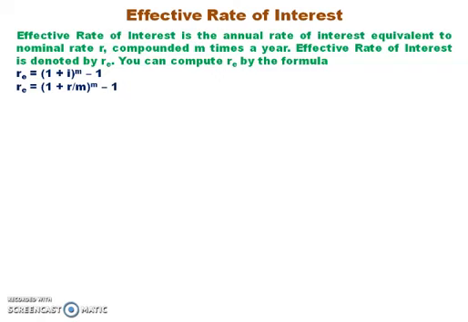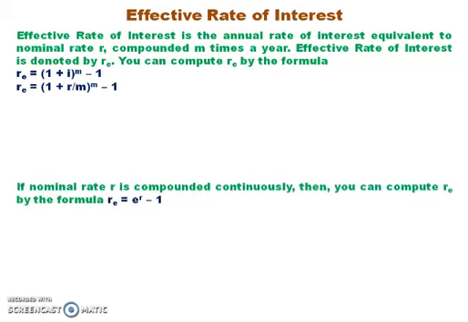Now coming to effective rate of interest. It is the annual rate of interest equivalent to nominal rate R compounded m times a year. Effective rate of interest is denoted by RE, which can be found by using the formula RE is equal to (1 plus i) raised to power m minus 1. It can also be found with the formula RE is equal to (1 plus R upon m) raised to power m minus 1. Here R is the nominal rate of interest compounded m times during the year, and m is the number of compoundings in a year.